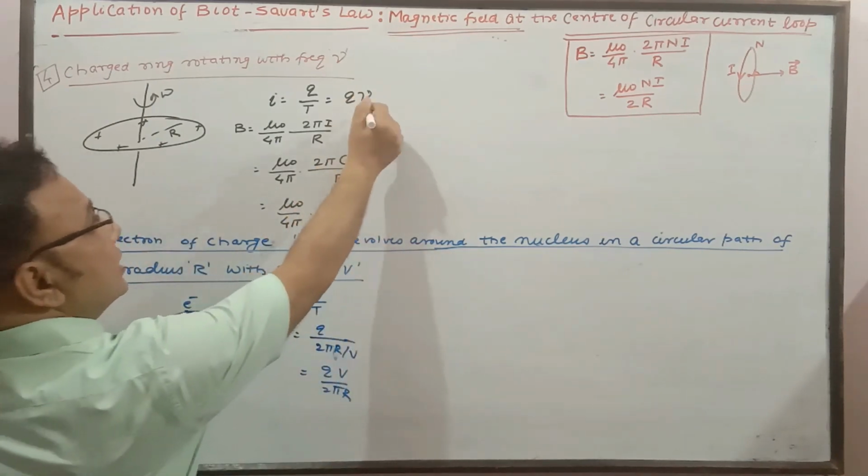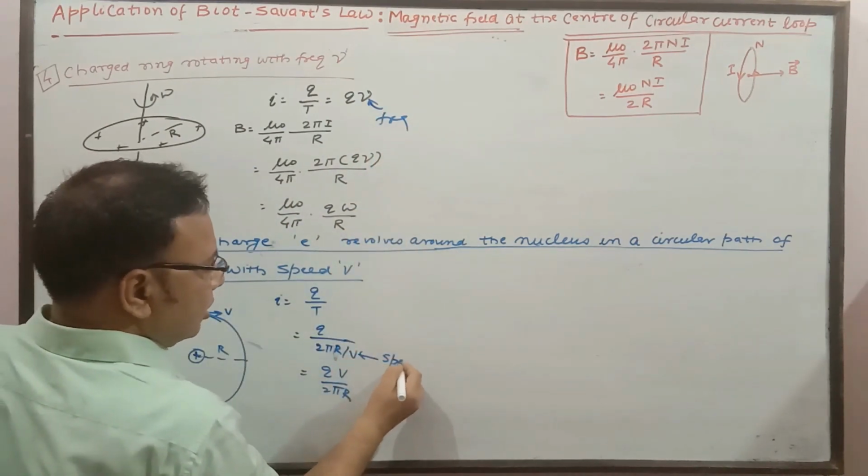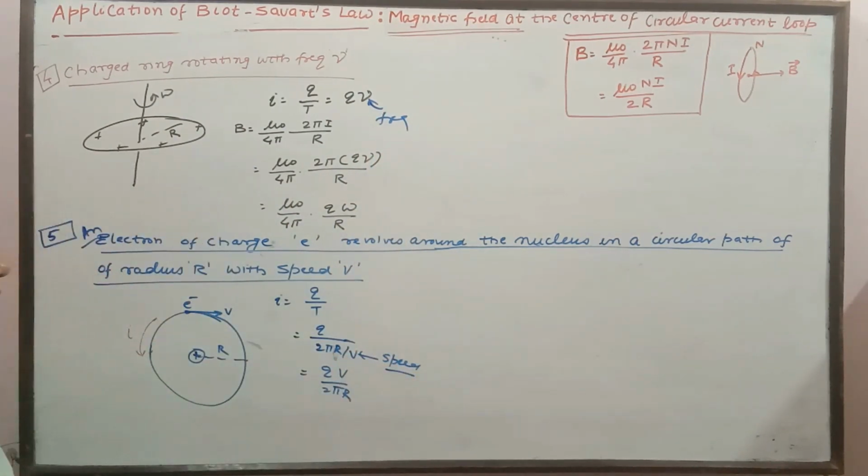Here, frequency is given. This is frequency and this one is speed. Here what we are going to use is speed. These two are two different things. So this is qv divided by 2 pi r. Now we have the current value.